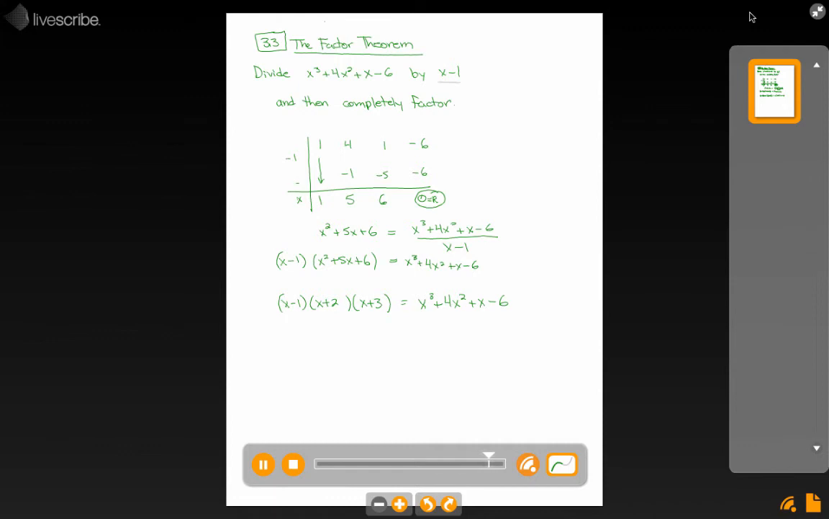Now in the next examples, we'll talk about where do you start if you're just asked to completely factor something. What do you decide to divide by? In this case, we were told to divide by x minus 1. That won't always be the case.